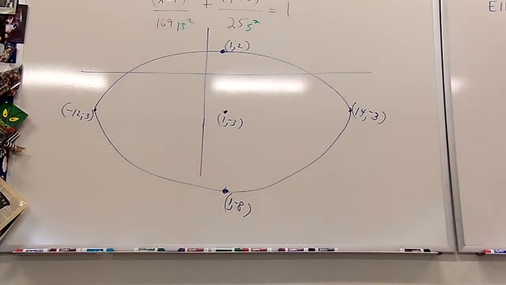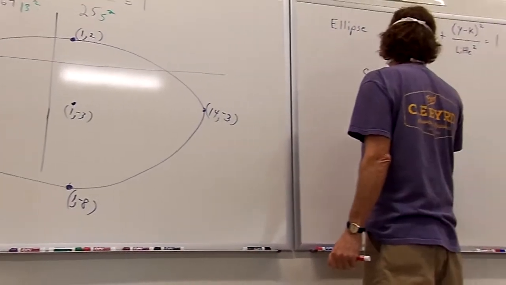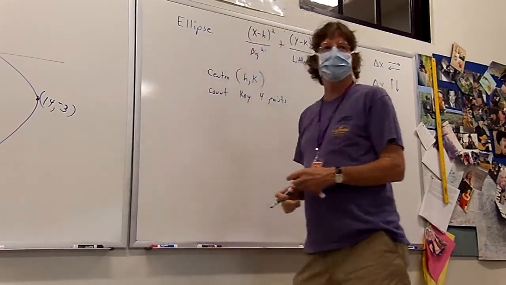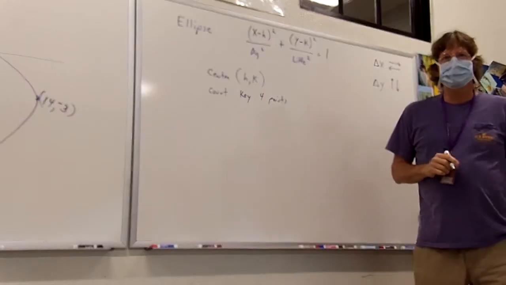Okay. Now, I'm going to help us out here. Let's talk about the foci. Okay, so we know how to get the center, and then we know how to count the 4 points, right? All right? Is that cool? Get the center, and then count the 4 points, which is pretty easy to do. You just count.